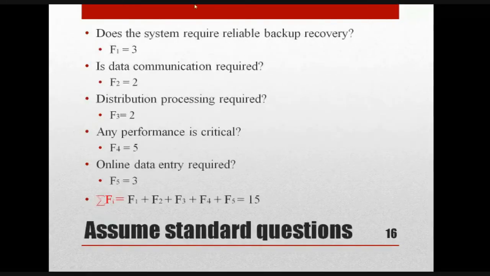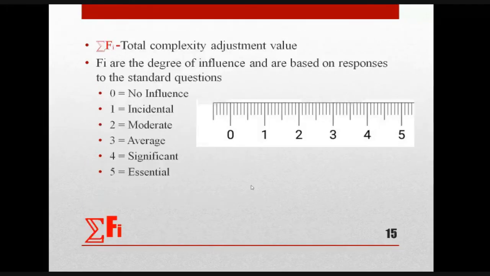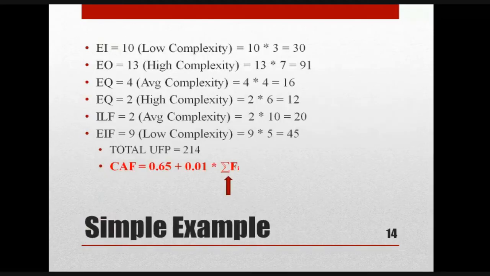So once you identify these values, then what you can do is you can just sum them. That is why it is the summation of Fi. 3 plus 2 plus 2 plus 5 plus 3. That is what we call 15, right? So now you have identified the total complexity adjustment value, that is, the summation of Fi.